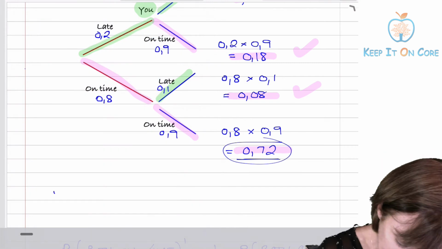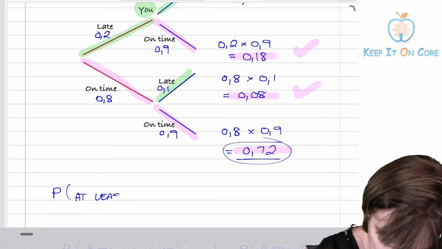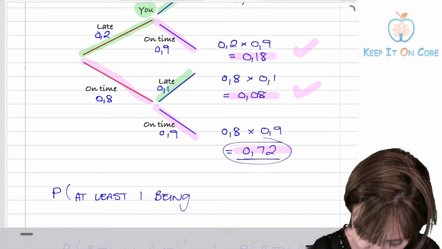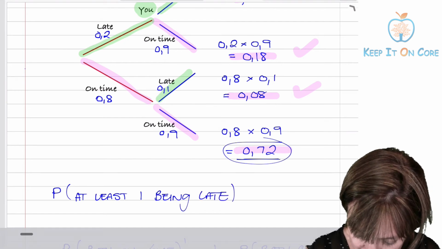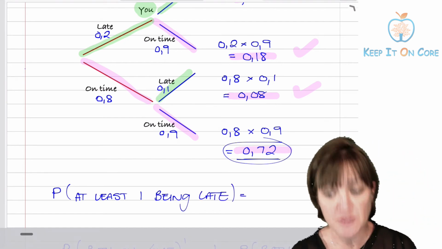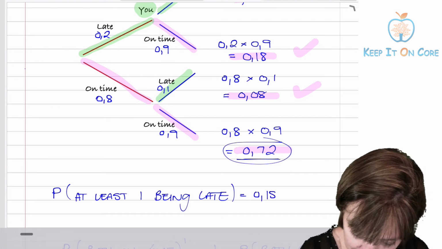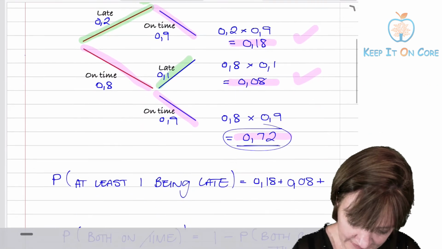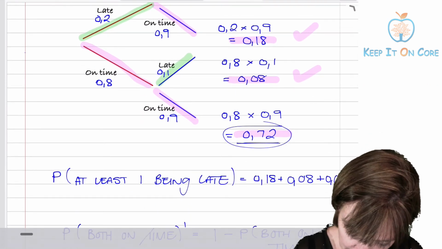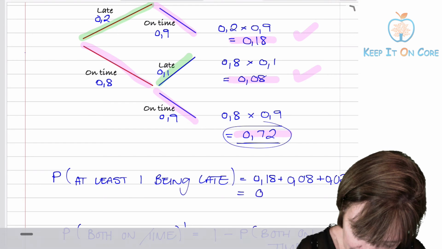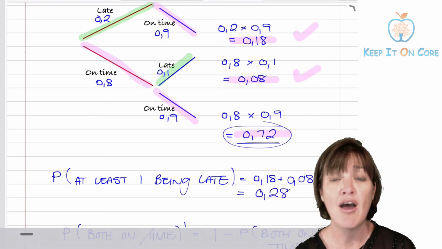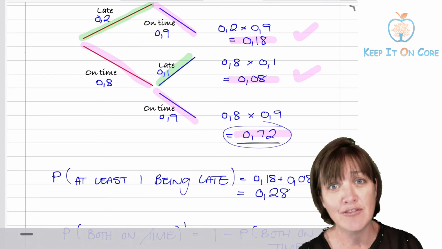So the probability of at least one of you being late is going to be equal to the sum of those three probabilities. So 0.18 plus 0.08 plus 0.02. And those three add up to 0.28. So that is the probability of at least one of you being late for class.